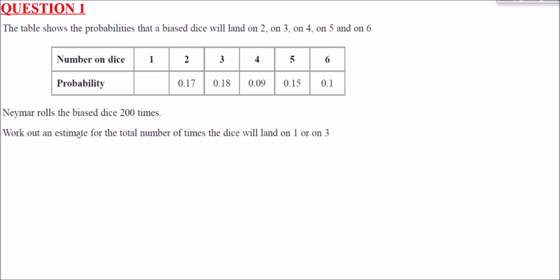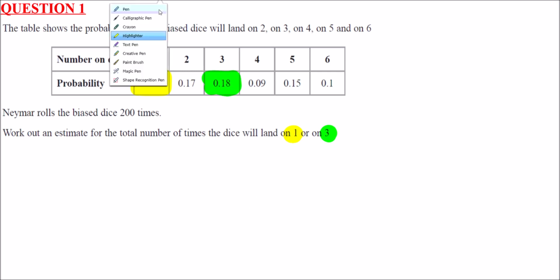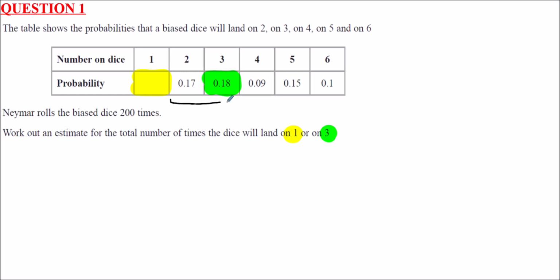Work out an estimate for the total number of times the dice will land on a 1 or a 3. So we don't really care about 2, 4, 5, 6. We just want the probability of landing on a 1, which is the probability we need to work out, or a 3, which has been worked out. What we need to know for any one event is that the sum of all the probabilities adds up to 1. So we add together all of these, and then take this away from 1.